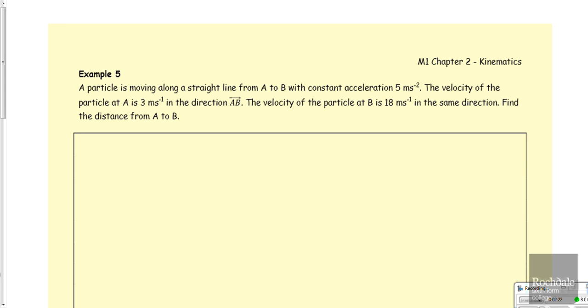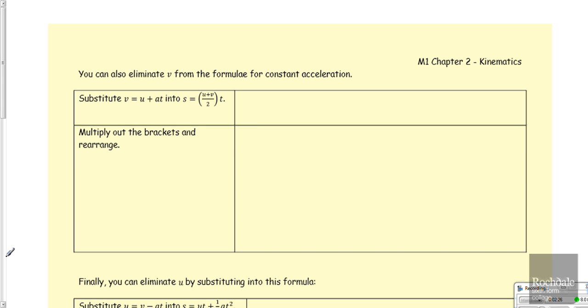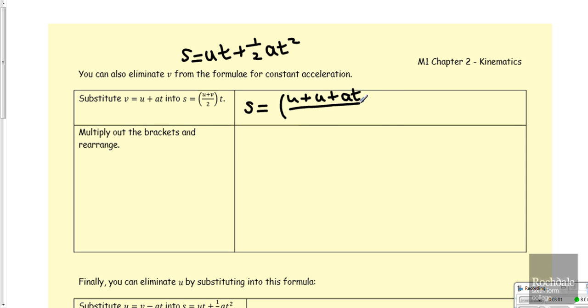Okay, let's move on to the next one. For this one, we've got to work out s equals ut plus a half at squared. That was the second equation we were going for. Now if you look at this one, the one that's missing is v. So we're going to try and get rid of v. We've got an expression here for v. I'm going to substitute it into the second one and see what we get. So s equals u plus, instead of v, I'm going to put this quantity here, because that's equal to v, divided by 2 and multiplied by t.